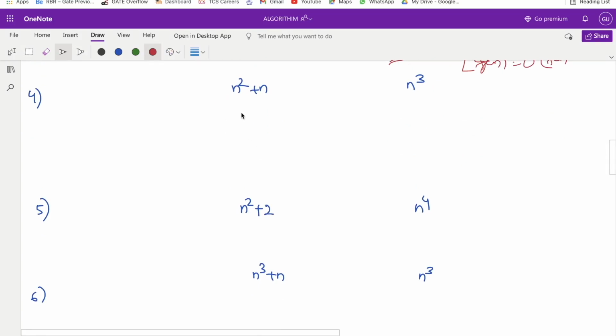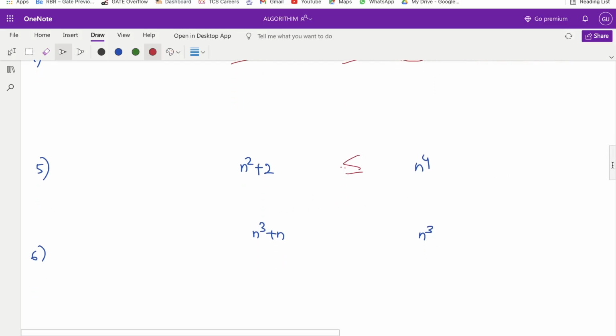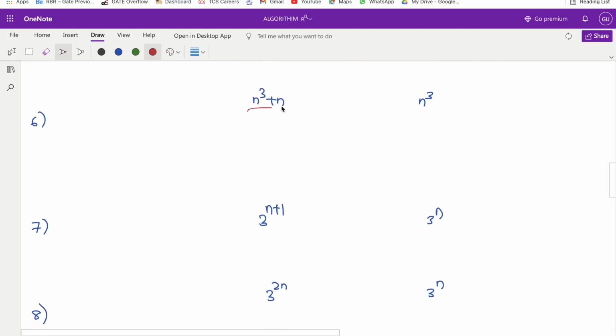So let's come to this question. This is n square plus n and this is n cube. Both are not asymptotically equal because this one will definitely be greater than this one. Let's come to here. So this one will be greater than this one. So I can write it using the theta function. Here you can see that n cube and n cube both are equal. So I can use theta.